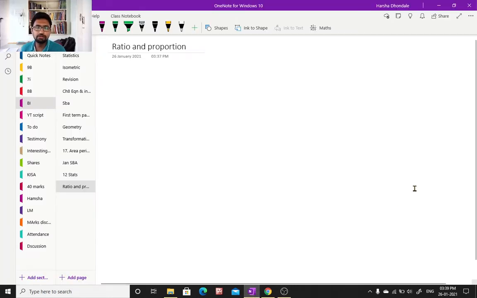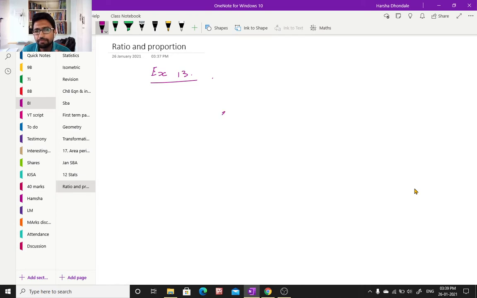All right, in this chapter, that is ratio and proportion, we'll be solving few problems. We move to consolidation, so please move to page number 215, exercise 13. All right, now just a basic introduction about ratio and proportion.